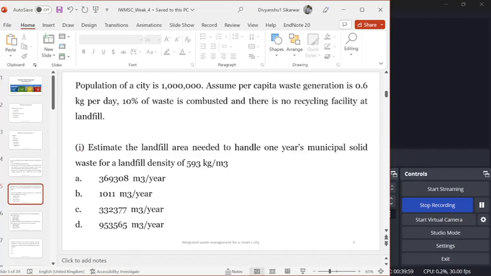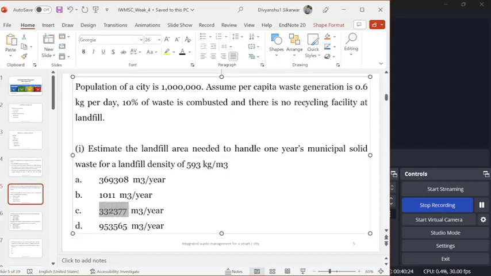But here the value is asked in meter cube per year. So just multiply the value with 365, which will give us around 332,377.7 meter cube per year. So for this question, C is the correct answer.